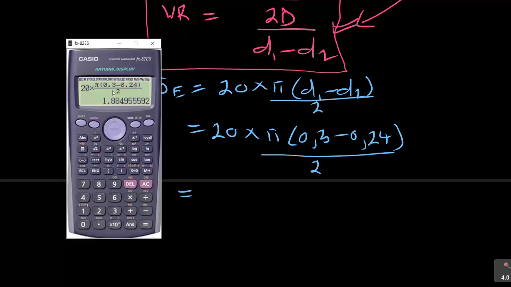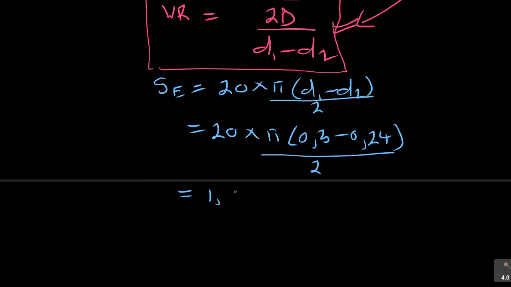So the distance moved by effort is 1,8849, which is 1,88. But remember, we are measuring our distance in meters. Always work in meters so that it can simplify things. So this is how you can calculate.